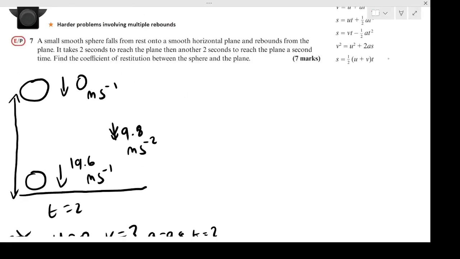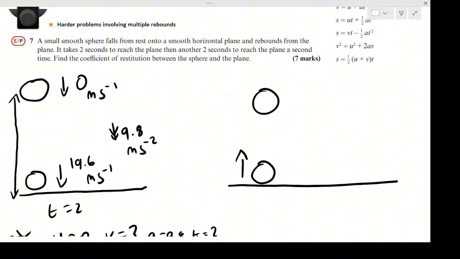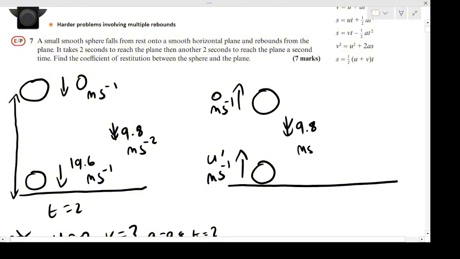Okay, but then of course the ball will bounce up off the floor. So now we have this situation. The ball is now going to bounce up like this, and then obviously it's going to reach a point with 0 speed. And then it's going to rebound off the floor with some initial speed U dash. So there we are. Of course the acceleration is going to be 9.8 downwards. So that's my gravity G.